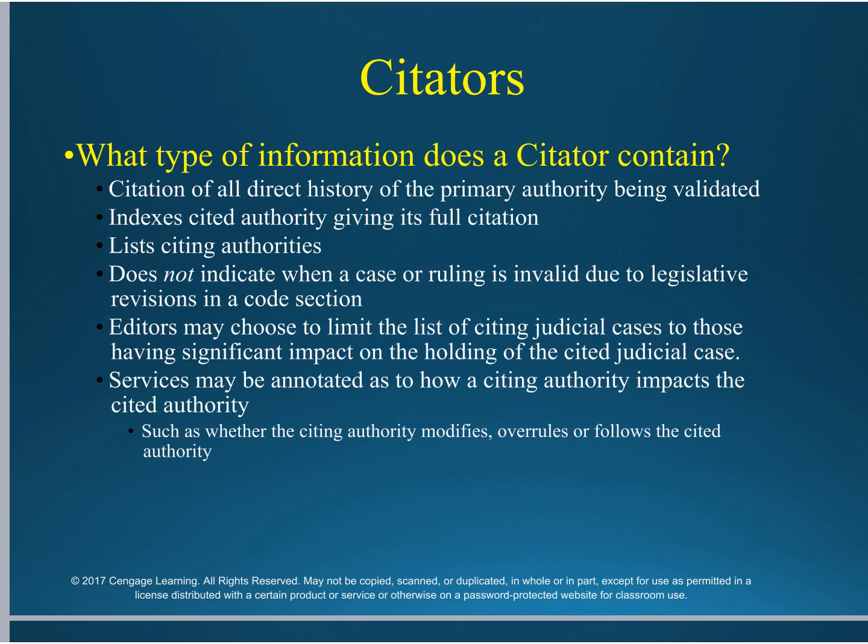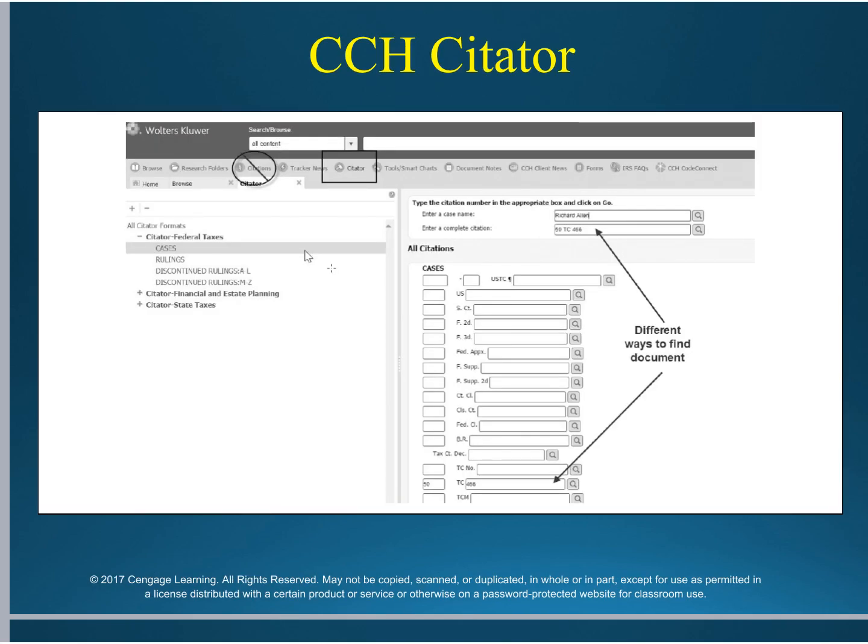What type of information does a citator contain? It provides various things, all mentioned here. So here's where the CCH citator is. Remember, you don't go to the citation element up here. You go to the citator element at the top.